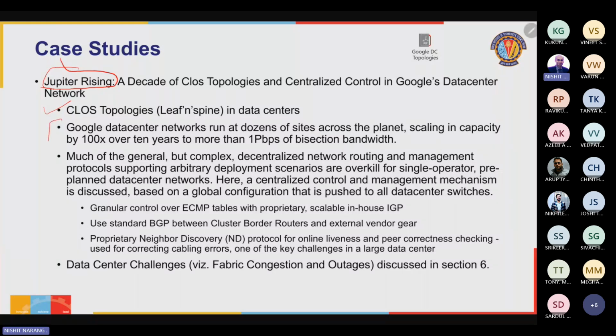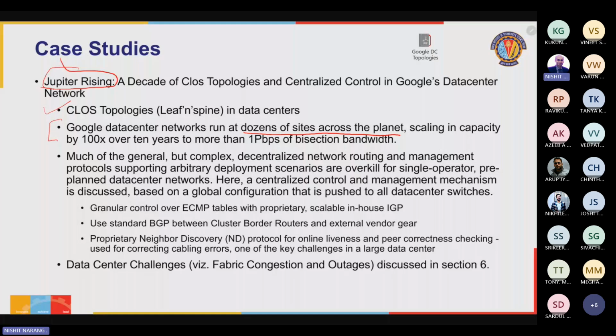They talk about how Google data center networks run as a multi-site data center network topology. So multi-site, you may not understand right now, it comes later in our course. But for now, just understand that it's multiple data centers connected together. It's what we are calling a multi-site. The Google data center network runs at dozens of sites across the planet. It's like having 12 data centers connected via some networking methodology to create a multi-site data center network.